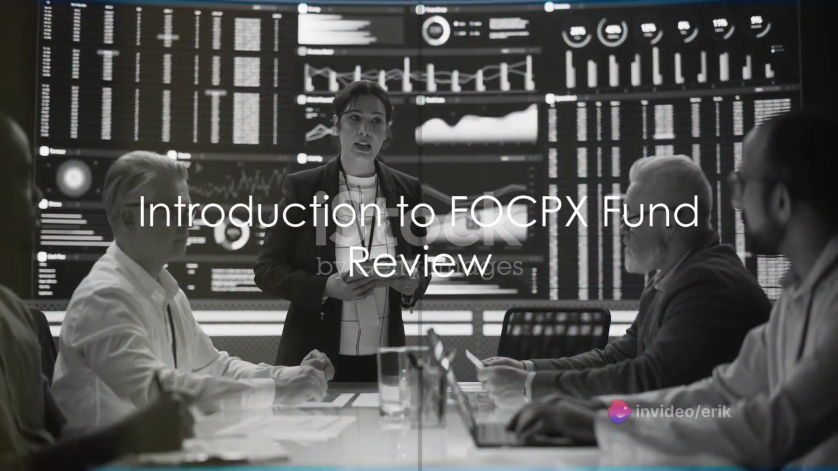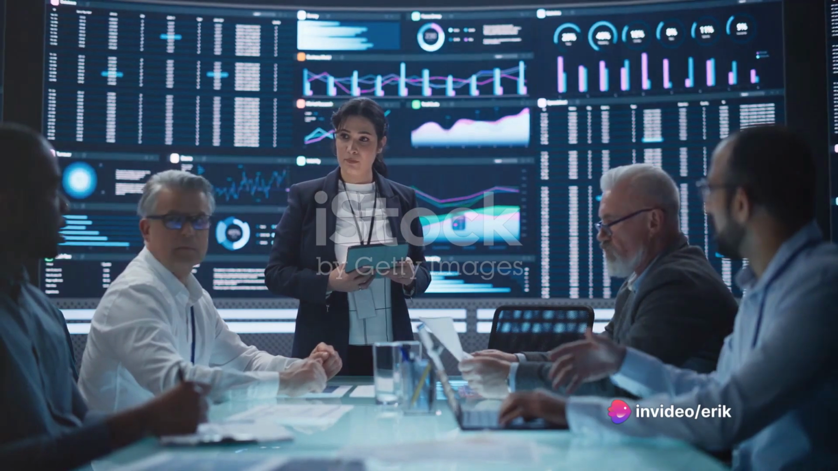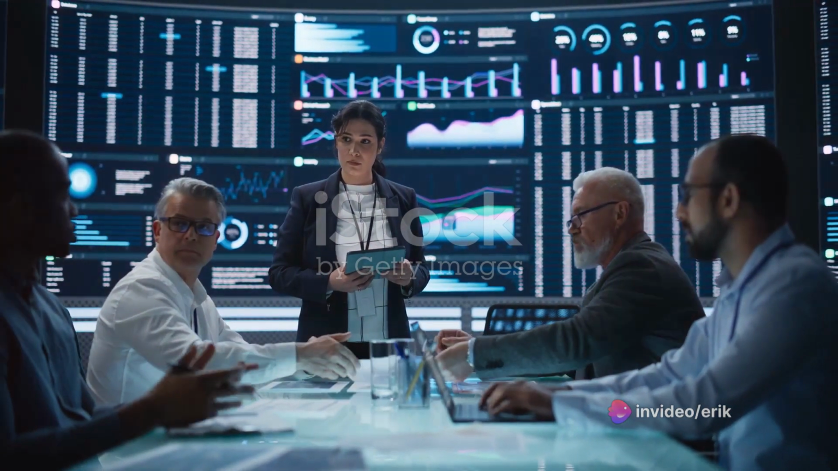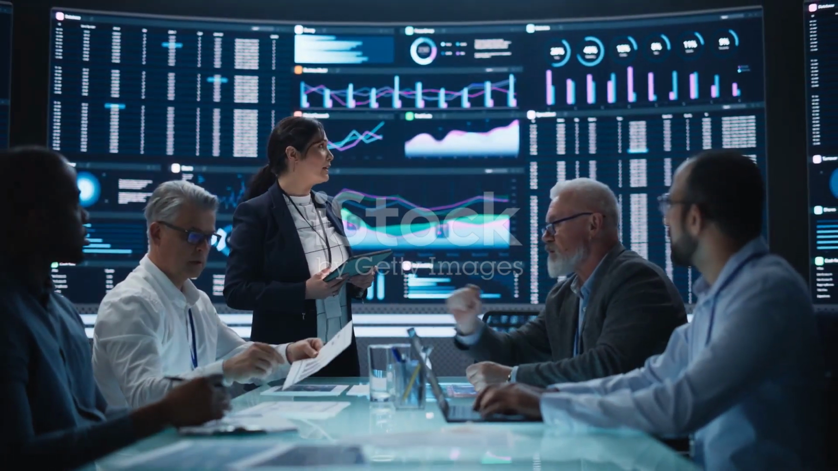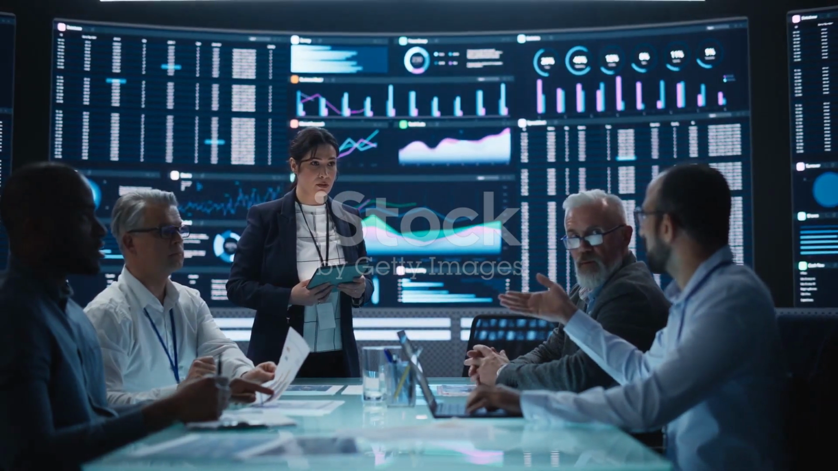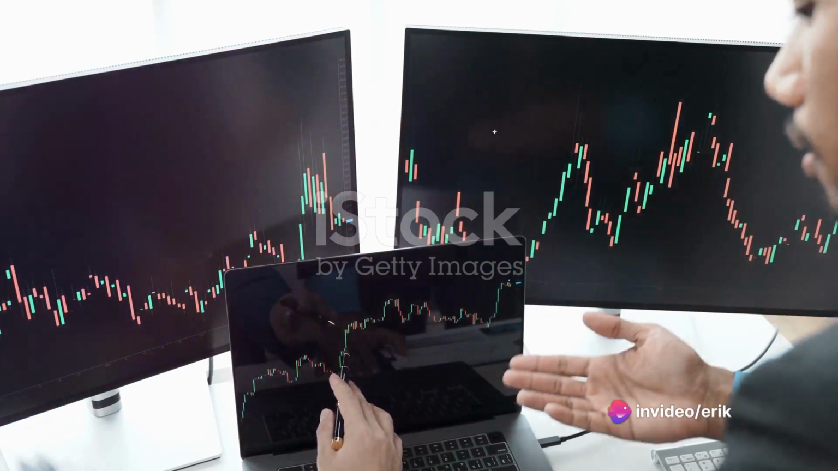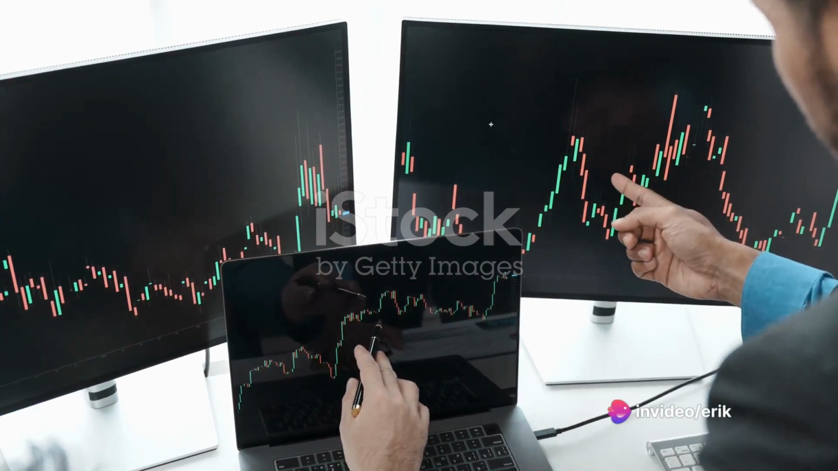Welcome to the comprehensive review of the Fidelity OTC Portfolio, also known as the FOCPX fund. Fund reviews are essential as they provide investors with insights into the performance of various funds. Today, we're diving into the FOCPX fund, a key player in the current investment landscape.